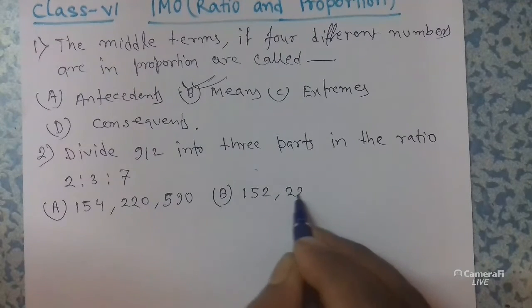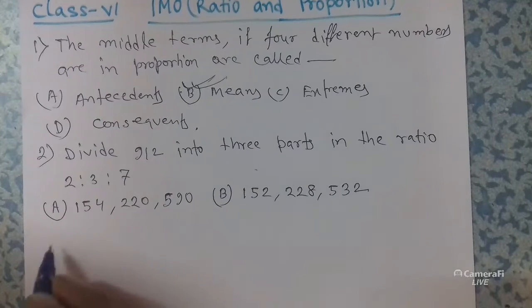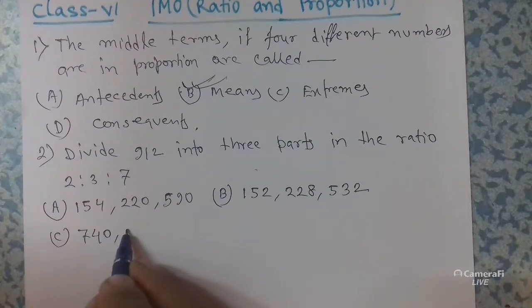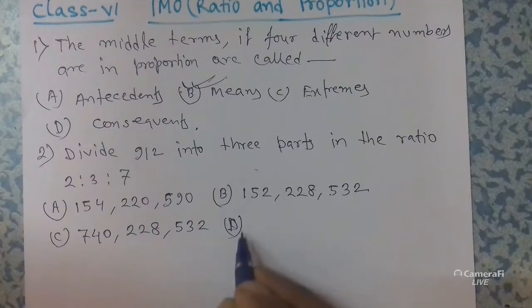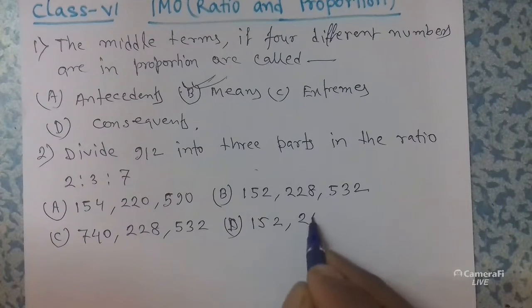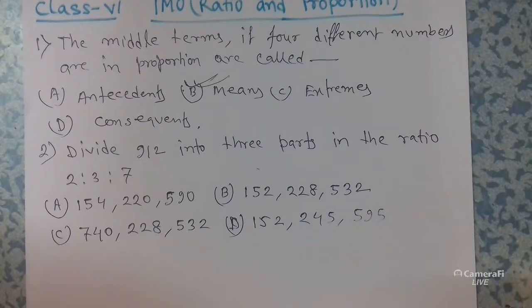152, 228 and 532. Option C, 740, 228, 532. Option D, 152, 245, 595. So what will be the three parts?